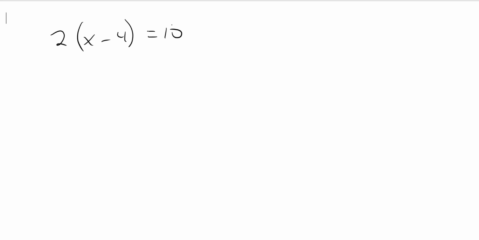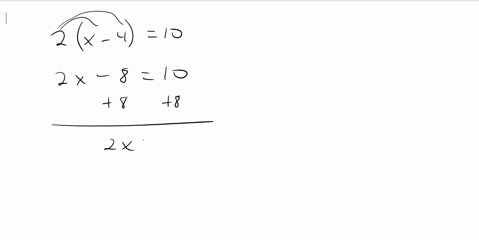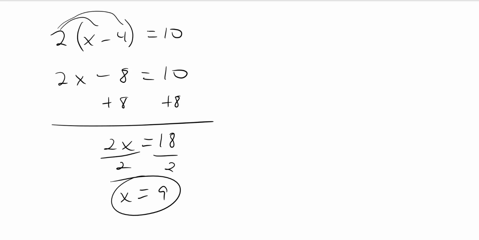Guys, probably a lot of you are saying, well, you distribute first. Okay, let's do that. So remember, it's 2 times x, and then 2 times negative 4. So we have 2x - 8 = 10. And then we show our work. Add 8 to both sides. So 2x = 18. Divide by 2. x = 9. Okay? Really not bad, right?